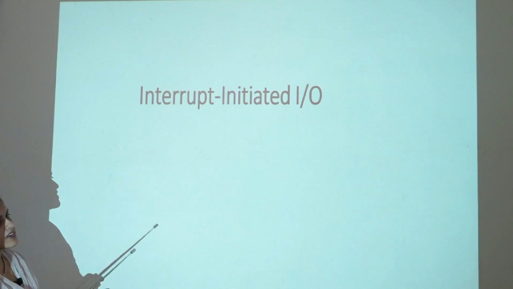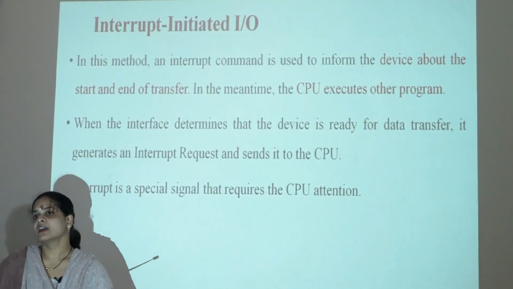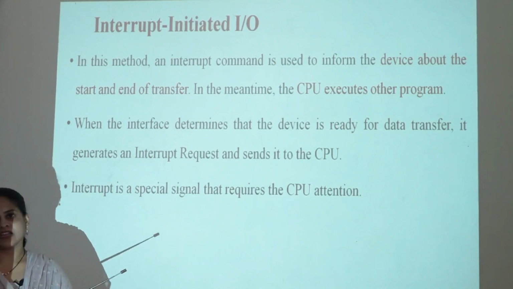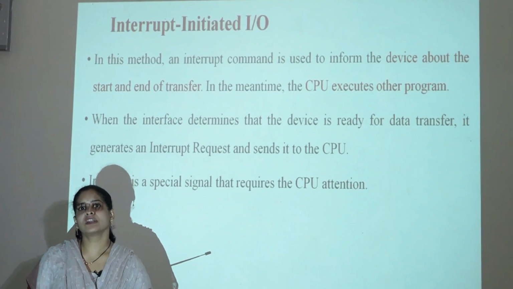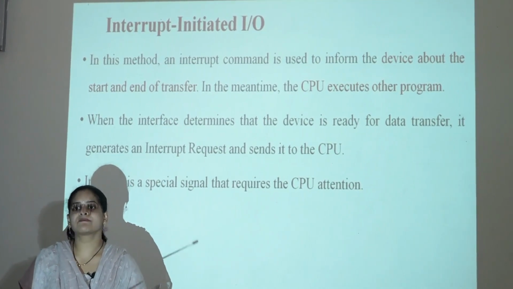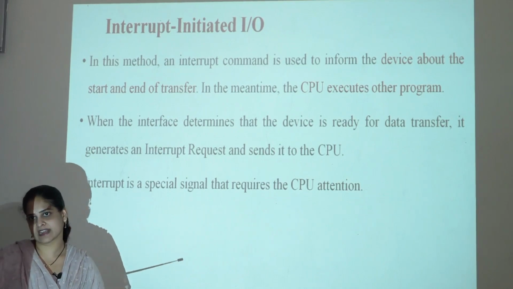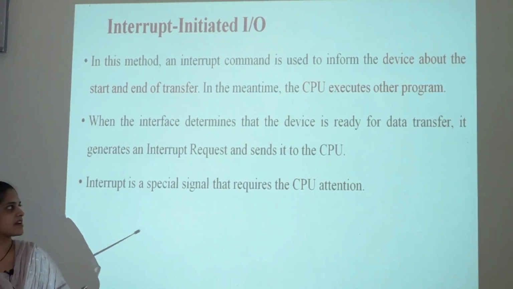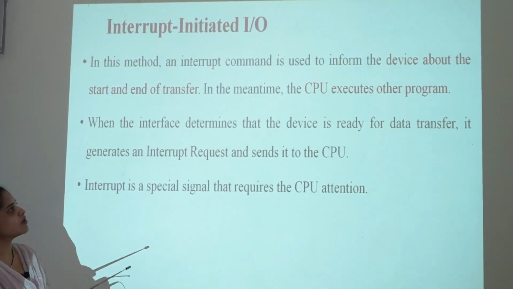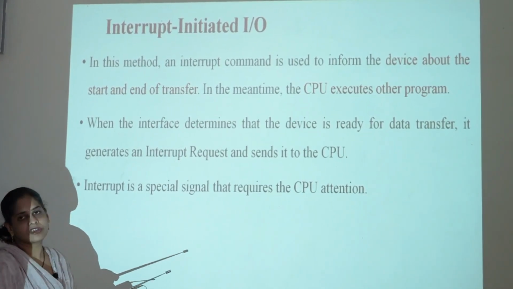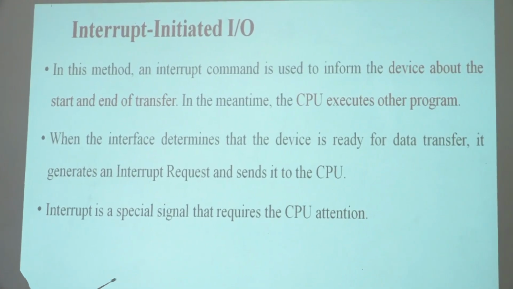So in case of an interrupt initiated IO, in order to overcome the drawback of programmed IO, here the CPU is not going to check anything or check the flag bit. It is the responsibility of the interface unit to send an interrupt signal if it has any information or data to be transferred from the data register. So in this method, an interrupt command is used by the IO device to inform the CPU about the start and end of the transfer.